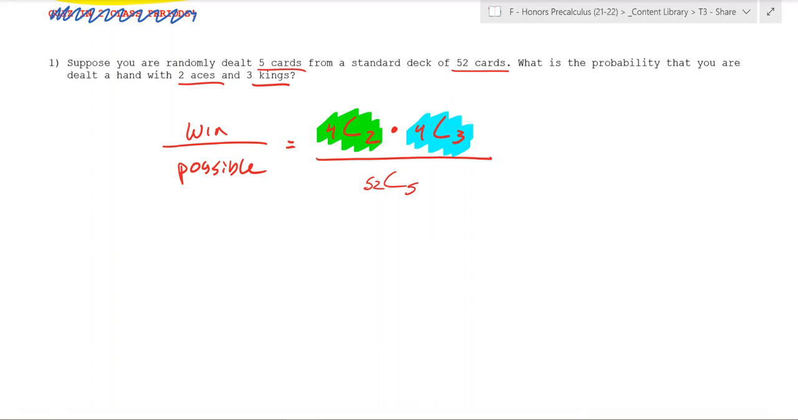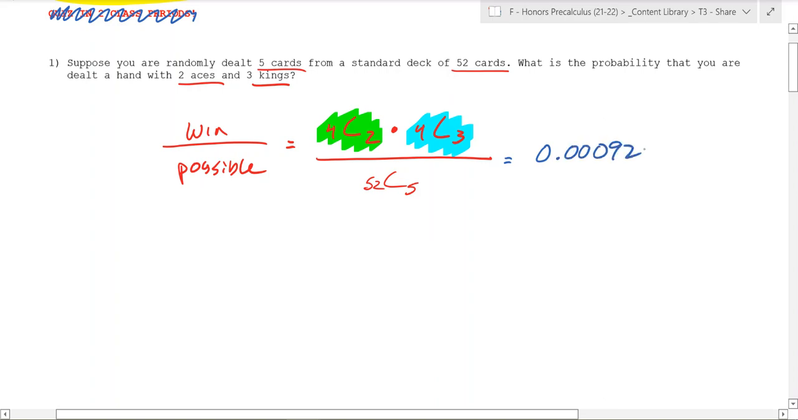So what that means is you can plug these into your calculator, which I highly recommend, as it's a little bit faster than doing it out by hand, and you end up with 0.000923%. So a very small chance of getting 2 aces and 3 kings if you get 5 random cards out of a standard deck of 52.